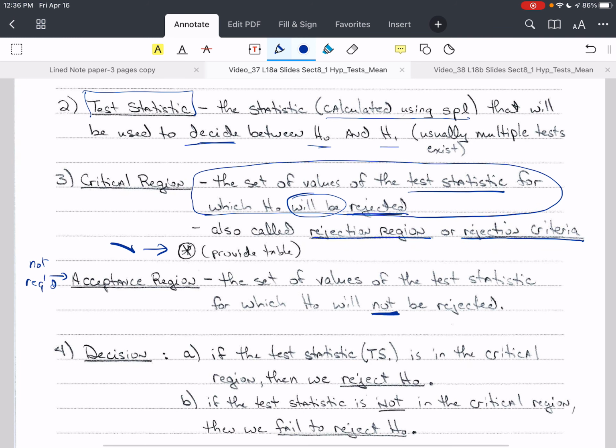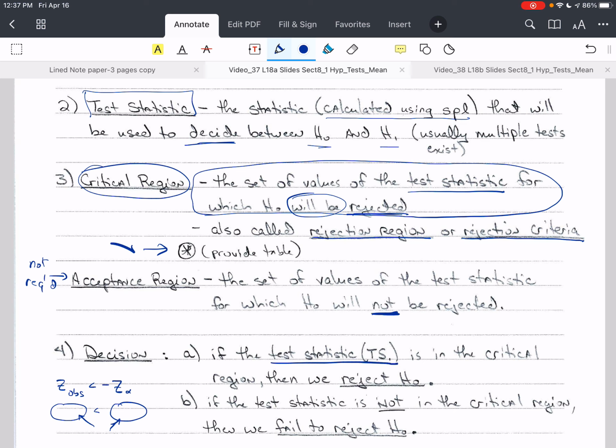Okay, decision. We're going to make a decision based on the rejection, the critical region. We're going to plug in values. Let's say that our rejection region is z observed is less than negative z sub alpha. Then we need to plug in values. This is less than this, and is this statement true or not? So plug in the values here. And if this statement is true, then we're going to reject the null hypothesis. So if the test statistic, or TS, is in the critical region, then we reject the null. If the test statistic is not in the critical region, then we fail to reject the null.